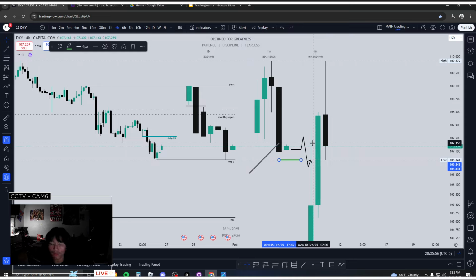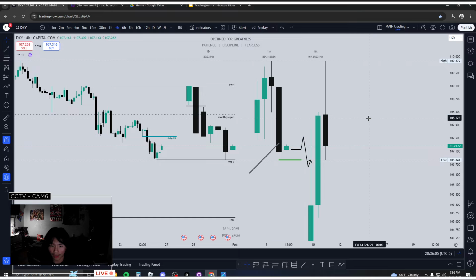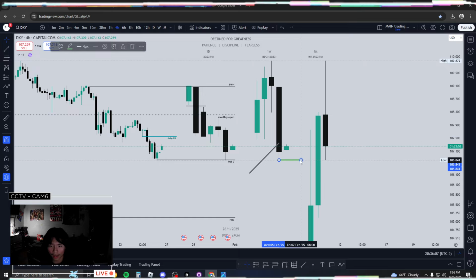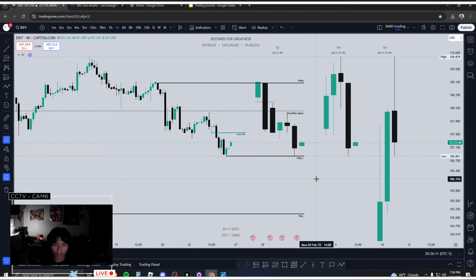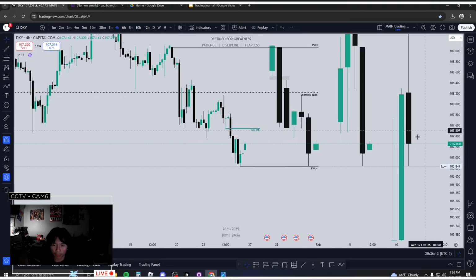So if we do complete the weekly objective, I would then go on to the daily time frame or intraday time frames for my higher time frame buys. But as of right now, coming into this week, I can anticipate previous week's low to be taken. And one thing that I do want to mention here too is previous week's low, this right here, is the same low as the daily low.